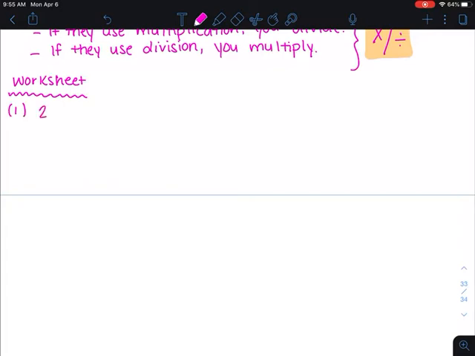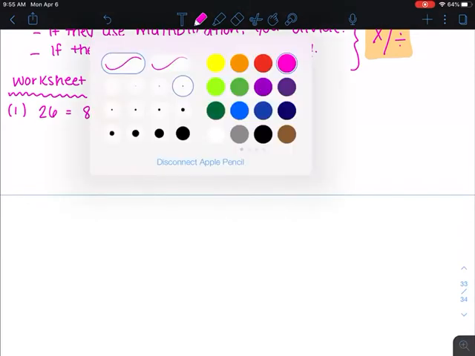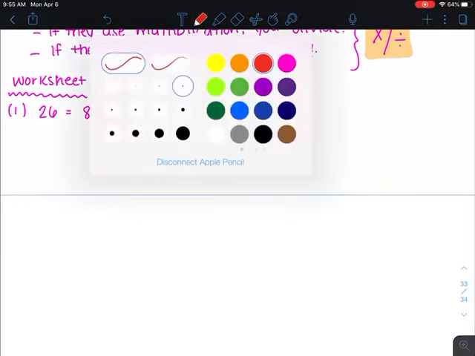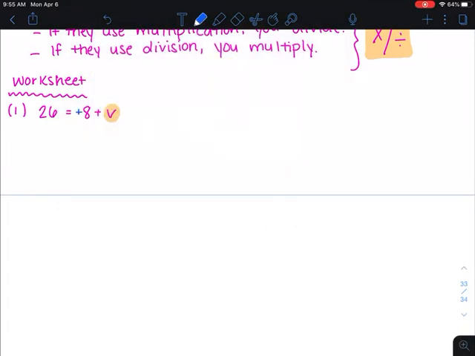Alrighty, number one. They say 26 is equal to 8 plus v. So the first question you want to ask yourself is, what is the variable? The variable is the letter, and the only letter in this problem is the v. So we want to get v by itself, which means we want to get rid of this 8. To do that, there is an invisible plus sign here because it's a positive 8.